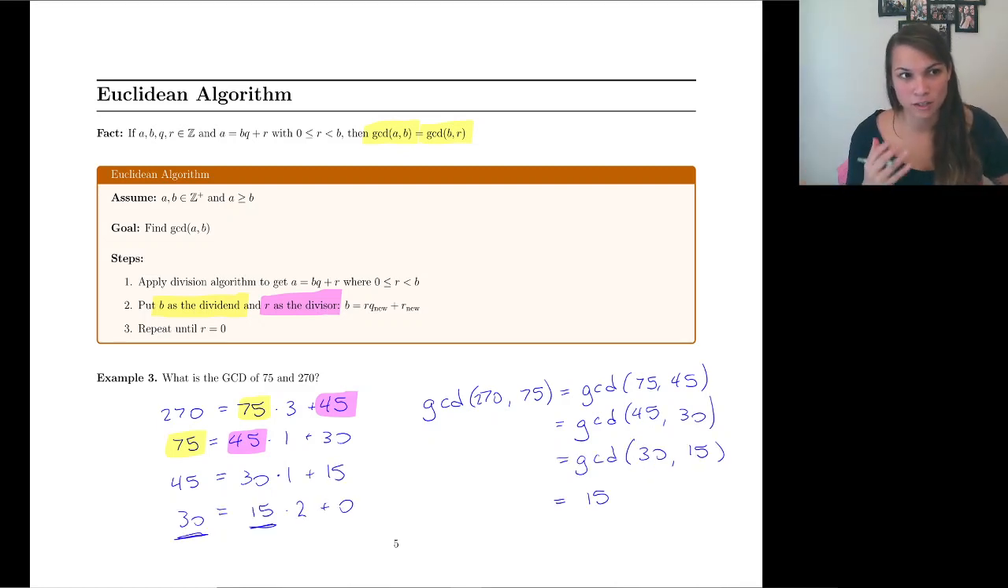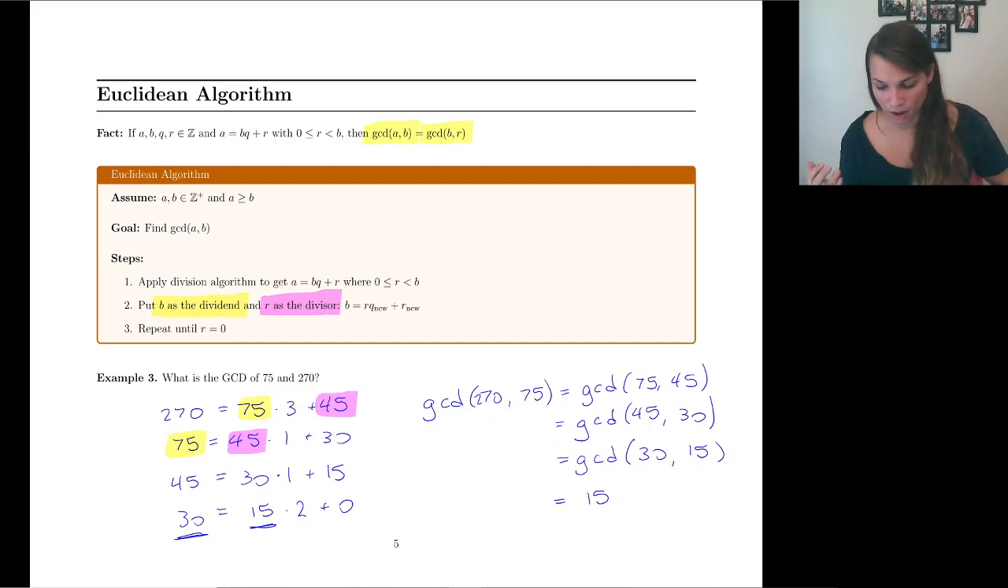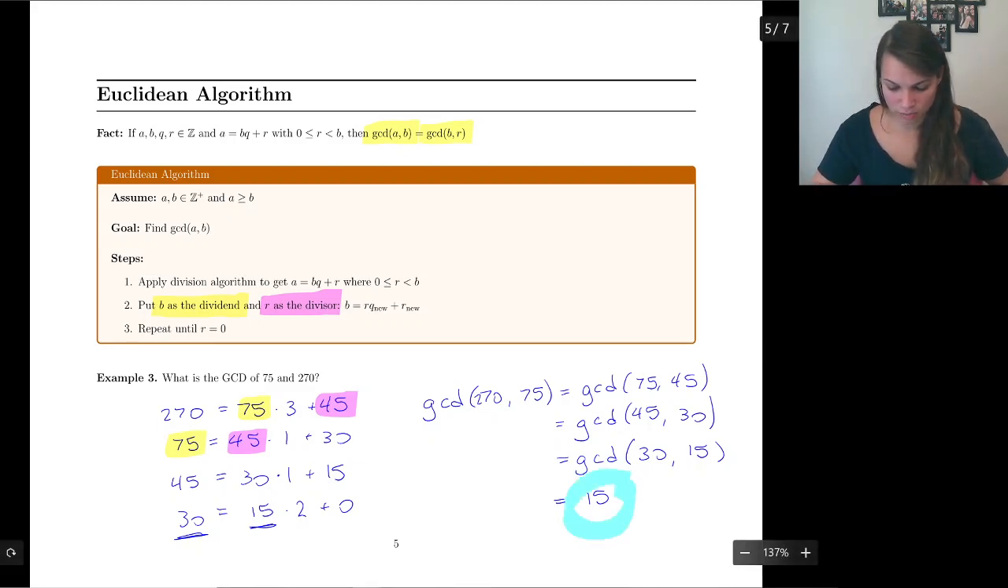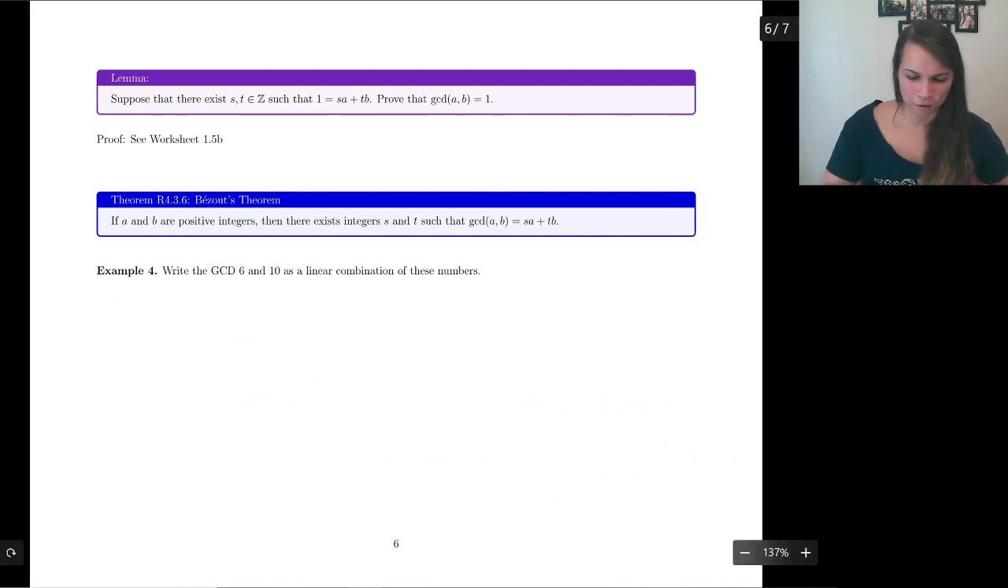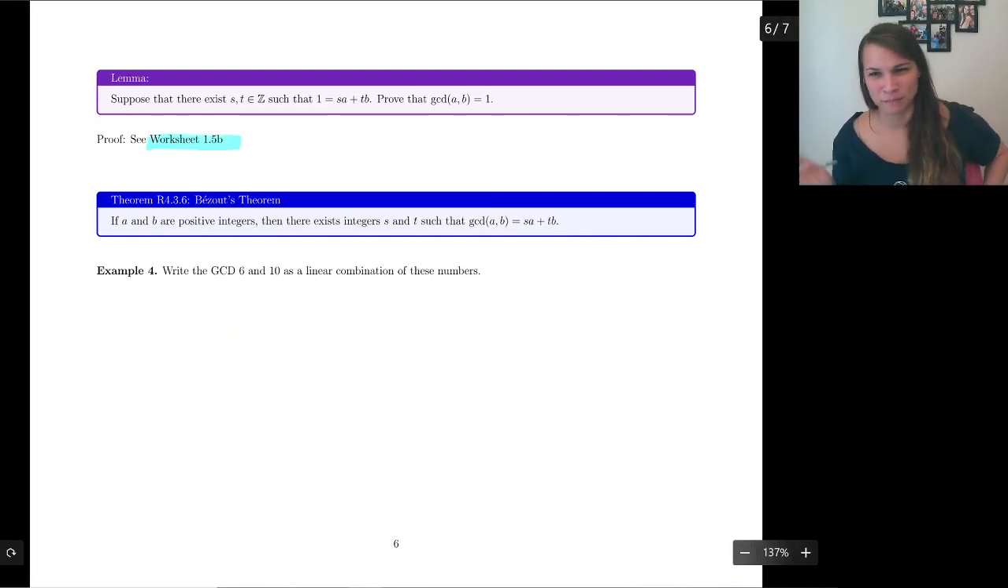Back to the original point though, I wanted to write the GCD in terms of the two original numbers we were looking at. Can we do that? I'm going to remind you that we did a tiny version of this. So you guys totally remember worksheet 1.5b, I'm sure of it.